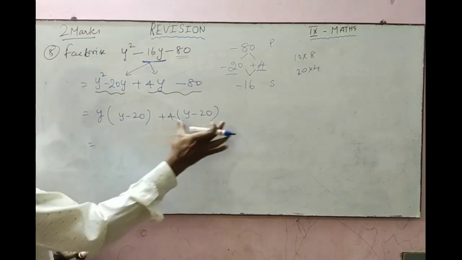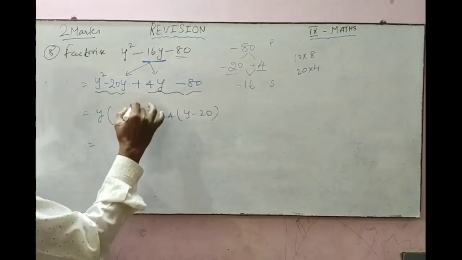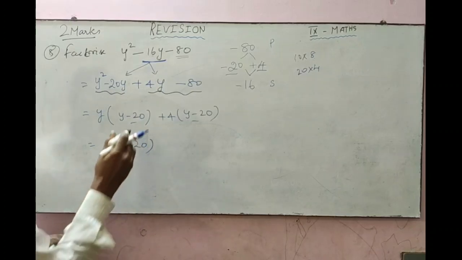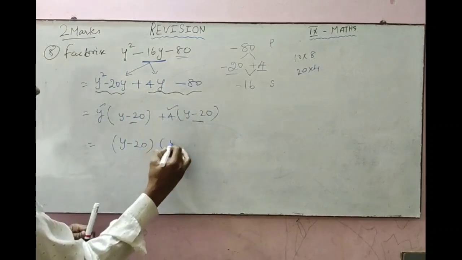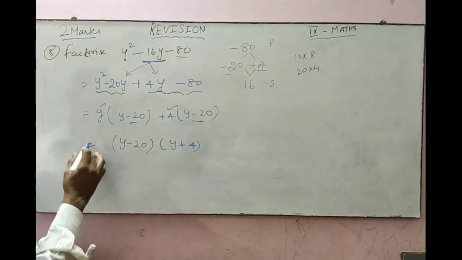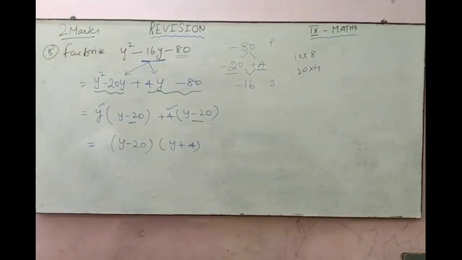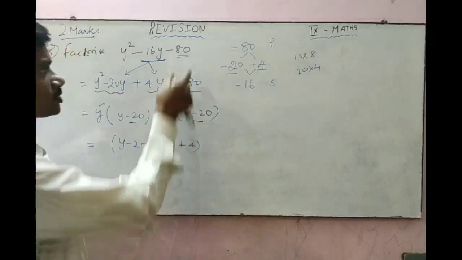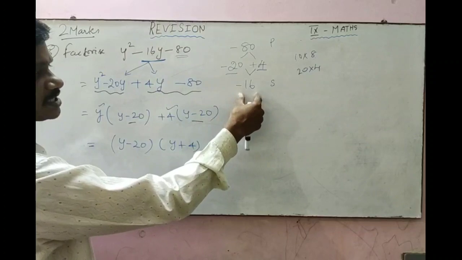Now look at these two terms. This becomes a single term. This becomes another single term. In these two, y minus 20 is common. If you take this y minus 20 as common, you will get the remaining term y plus 4 as another factor. So these are the two factors of y square minus 16y minus 80. So this is a way of factorizing the quadratic polynomial using the product and sum. The last number should be treated as product. The coefficient of y should be treated as sum.